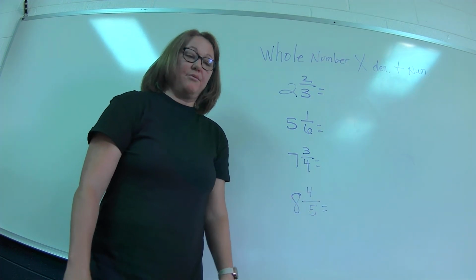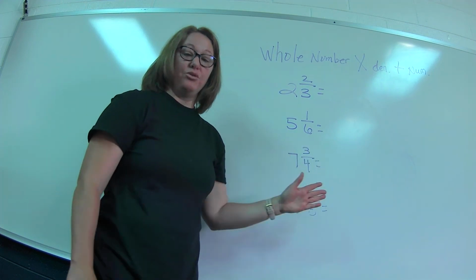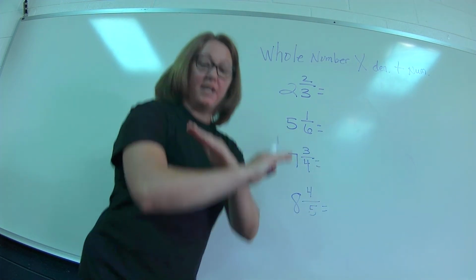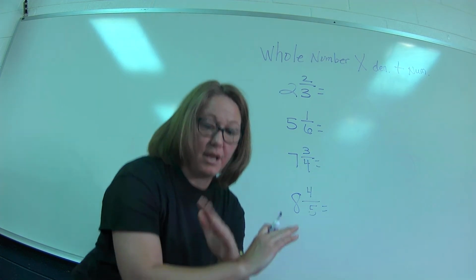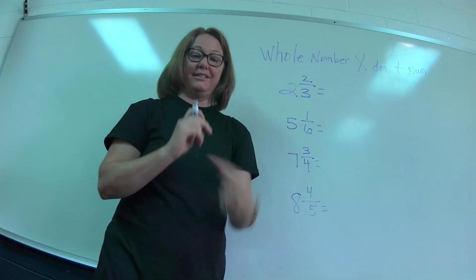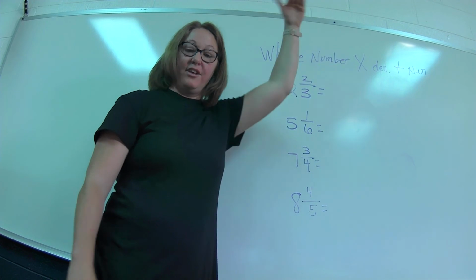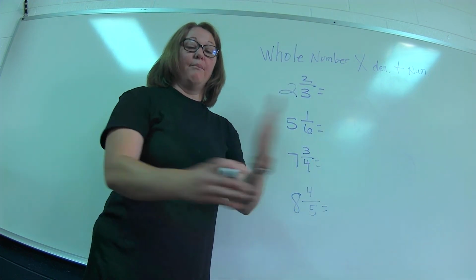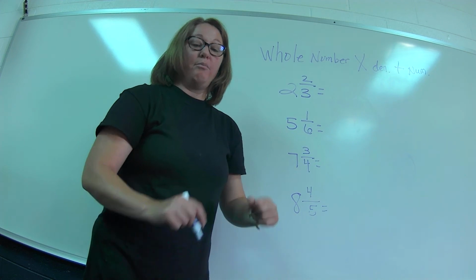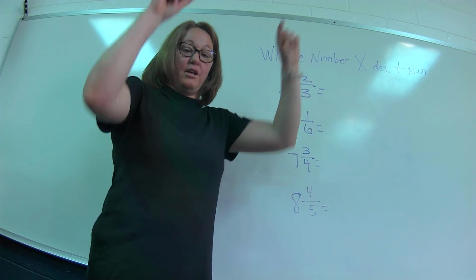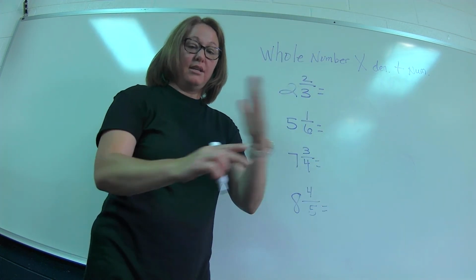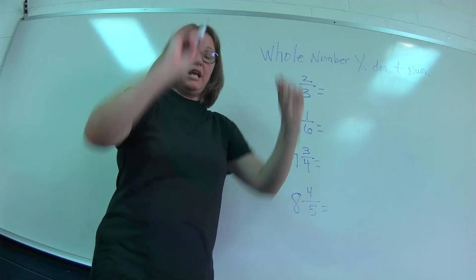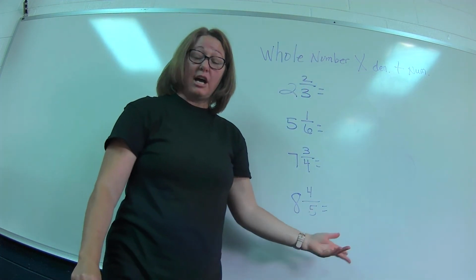Now, the simple rule is the whole number times, multiplied by, the denominator, the bottom number, and then you will add the numerator, the top number. So, whole number times the denominator plus the numerator. And our denominator will be the same.